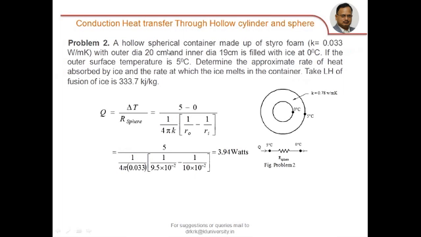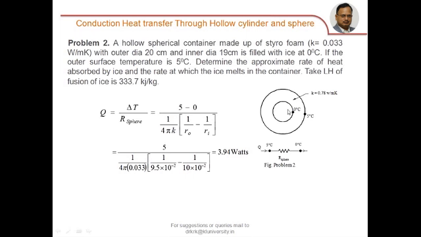Next, another one. A hollow spherical container made up of styrofoam, thermal conductivity, I'm sorry, here it is shown 0.78, but actually 0.033, with outer diameter 20 centimeter and inner diameter 19 centimeter, is filled with ice at 0 degrees centigrade. If the outer surface is at 5 degrees, determine the approximate rate of heat absorbed by ice and the rate at which the ice melts in the container. Take latent heat of fusion of ice as 333.7 kilojoules per kg.